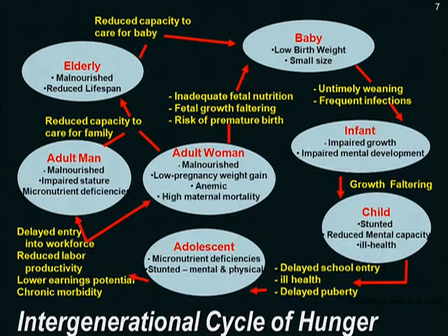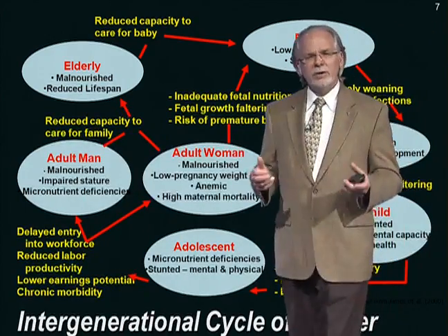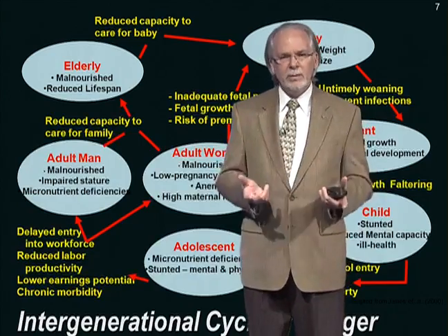The infant then grows to have impaired growth, impaired mental development, and growth does falter. This is where the stunting comes in. This is where the reduced mental capacity and chronic ill health develops. School entry can then be delayed even if the child goes to school. Puberty is also delayed. They get to the adolescent stage, and this is where the issue becomes most critical between girls and boys, men and women.